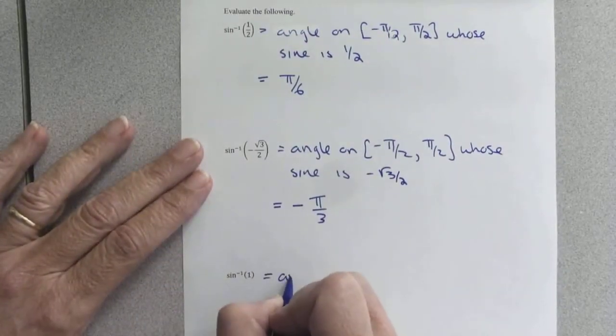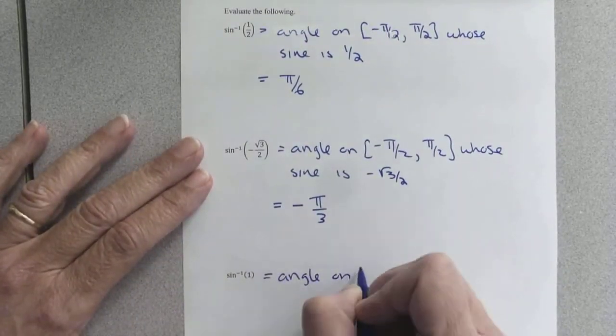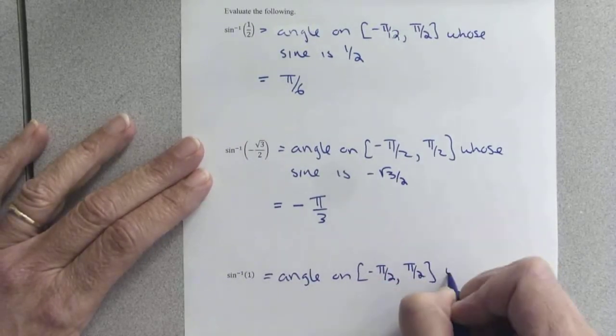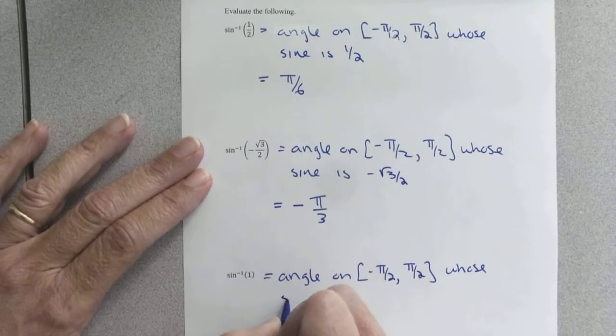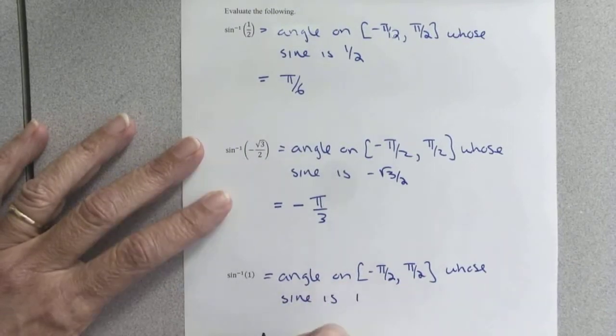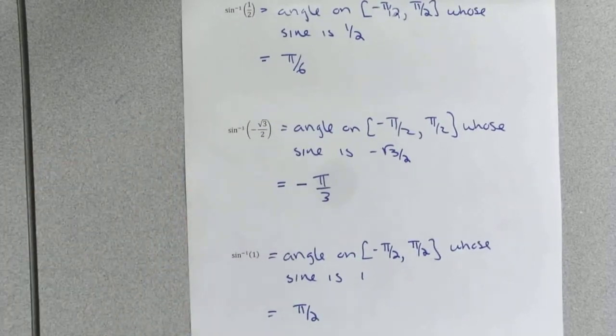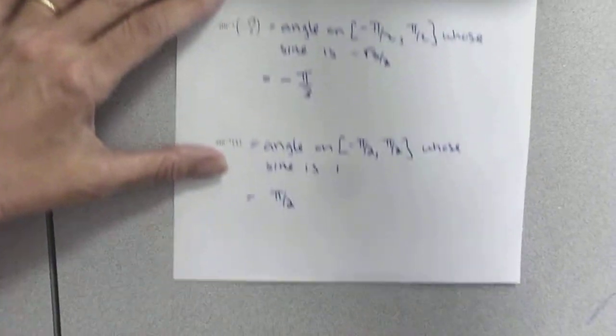And the same thing here. The angle on negative pi over 2 to pi over 2 whose sine is 1, and that would be pi over 2. And that's the sort of stuff we need for you to try to recall back from your trigonometric past. So there's a little brief introduction to inverse sine.